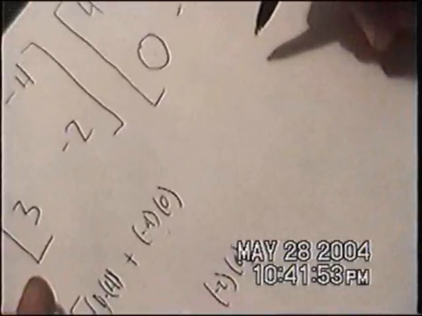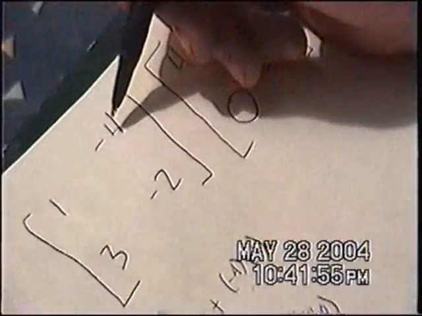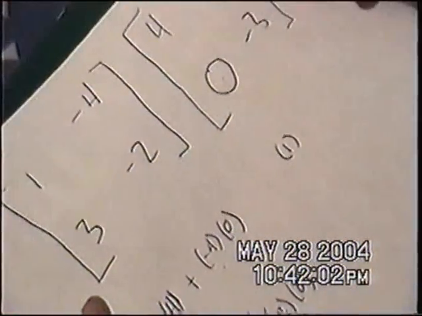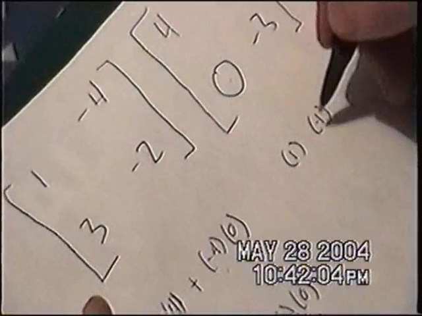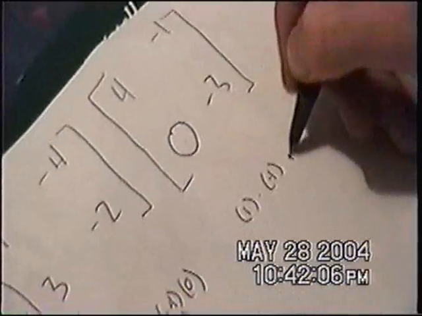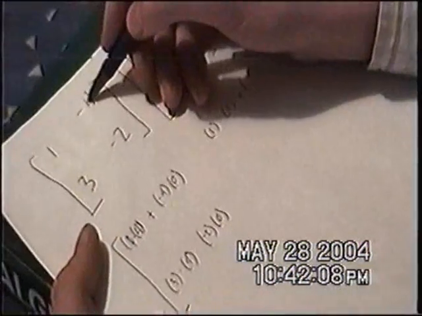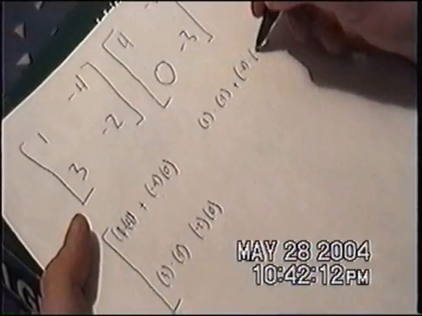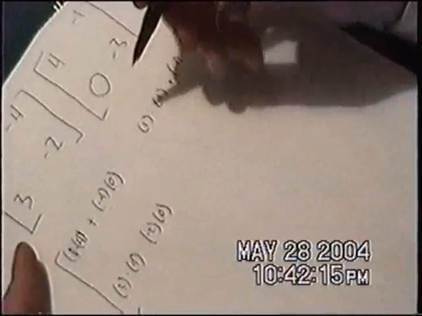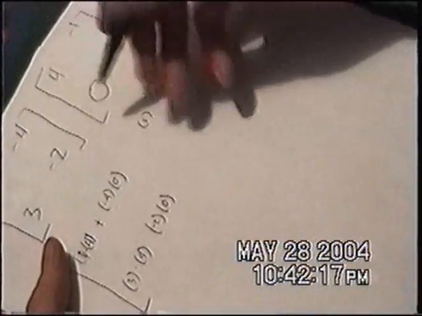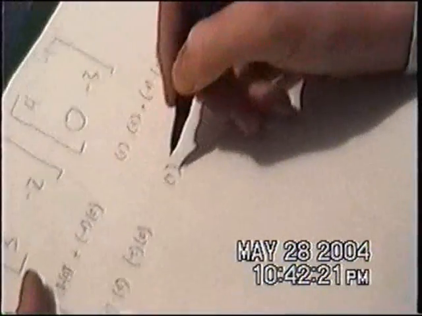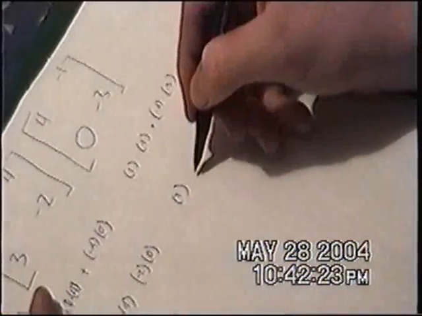Now we move on to the second matrices in the second column. First is 1 times negative 1 plus negative 4 times negative 3. Now the second one, 3 times negative 1.